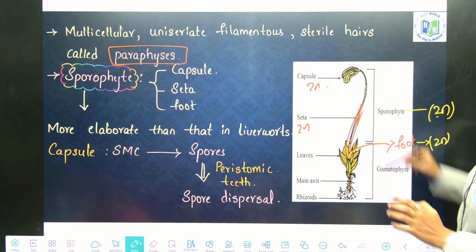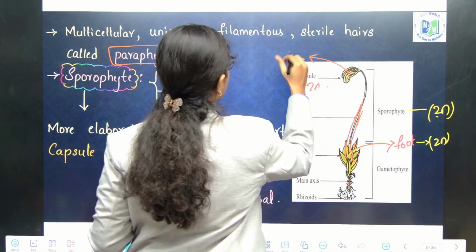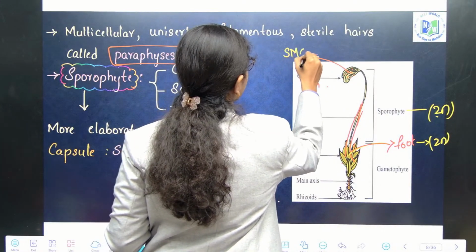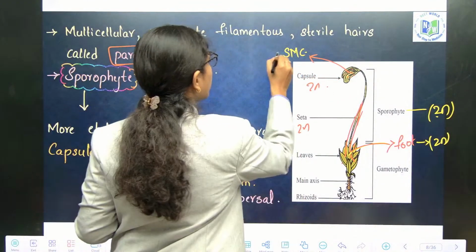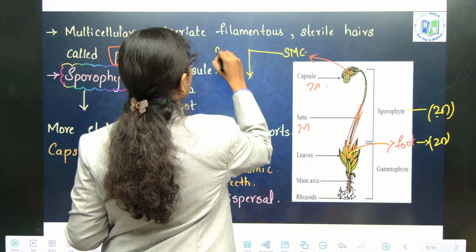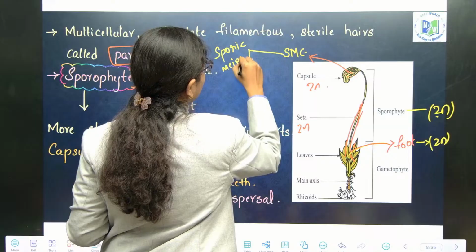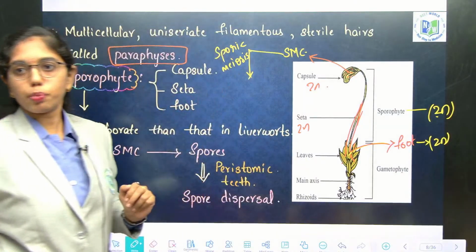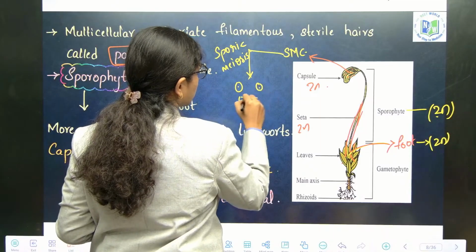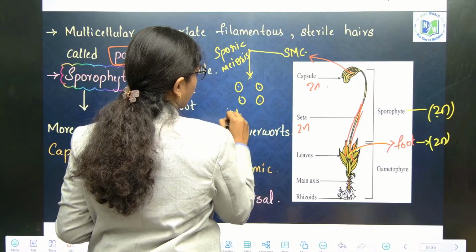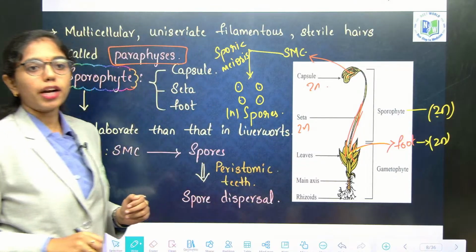Inside the capsule, you will be having cells. These cells are addressed as spore mother cells. The spore mother cells inside the capsule itself will undergo what type of meiosis? Sporic meiosis. They will undergo sporic meiosis and they will produce 4 haploid spores.